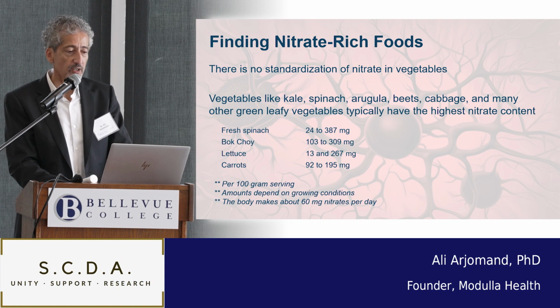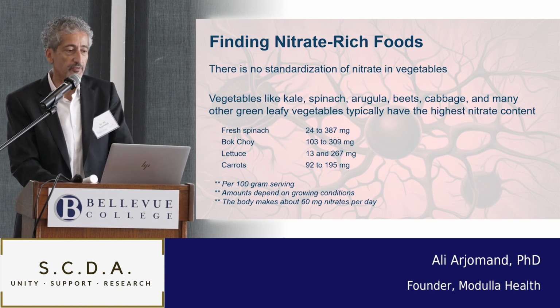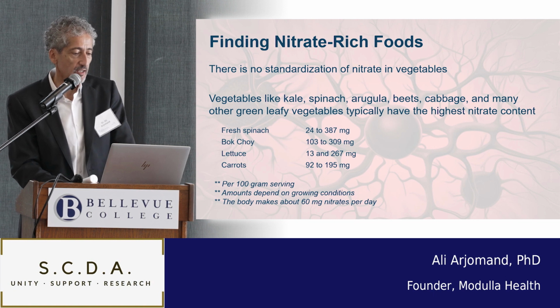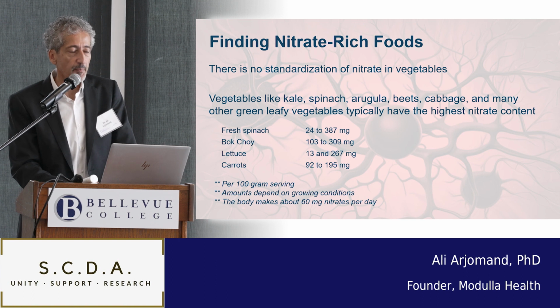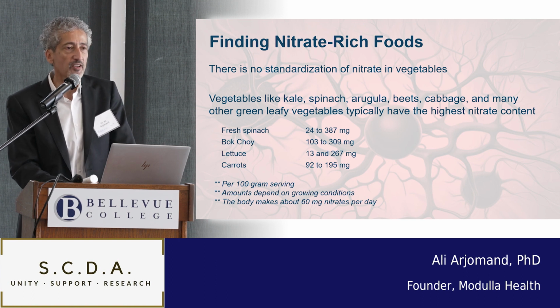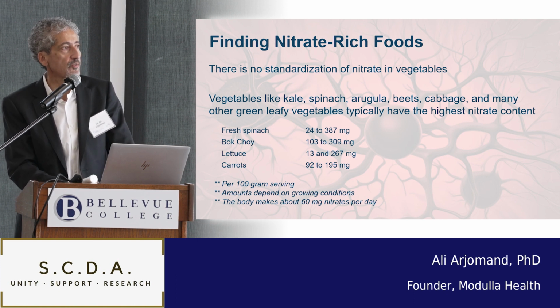All right, so finding nitrate-rich foods. Again, just some examples of how much nitrate you find in these foods. Fresh spinach, you can see a bit of a wide range, bok choy, lettuce, carrots. It depends on where the fruit or vegetable was grown, what kind of soil, what soil nutrients, and so on. Each of these is per 100 grams, and you can see a pretty broad range, but these are pretty high sources of nitrates.